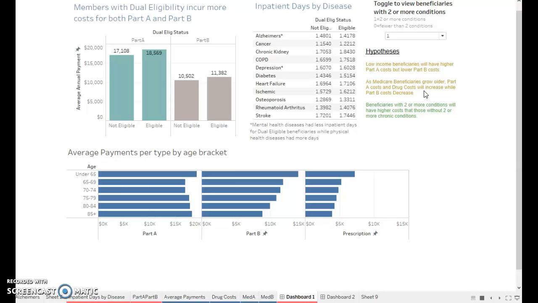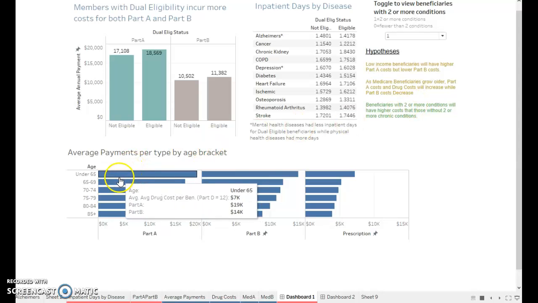The thinking there was that as patients grow older, they will reduce visits to primary care physicians because it's harder for them to get there, and instead resort to more inpatient hospitalizations as their health deteriorates. And I also assumed that prescription costs would increase as health deteriorates with age. And what I found is that's actually not the case.